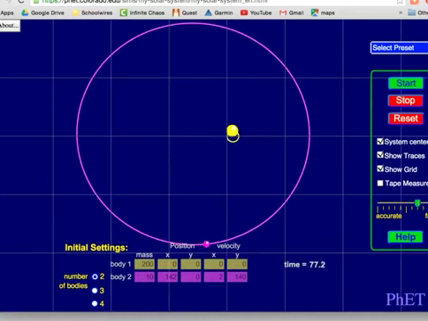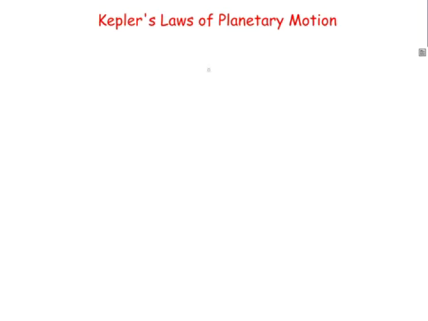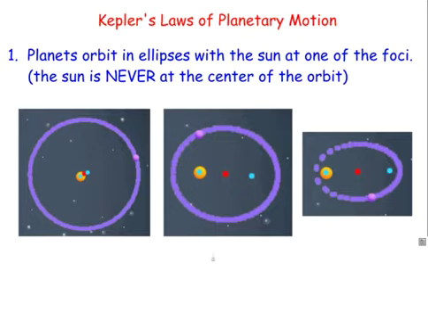So to sum up this observation, we have Kepler's first law of planetary motion, which is that planets orbit in ellipses with the sun at one of the foci. The sun is never at the center of the orbit. Now, all three of these images you see here are ellipses, and you'll notice that ellipses can be very stretched out or almost circles. And so it really brings up the question, what exactly constitutes an ellipse?